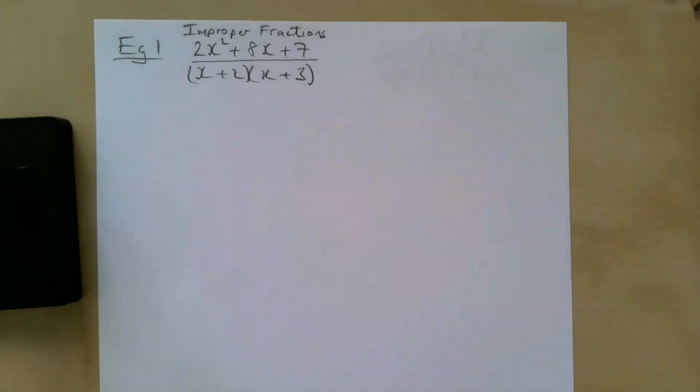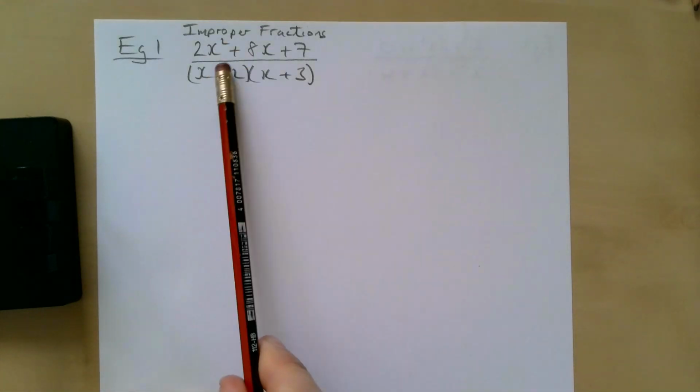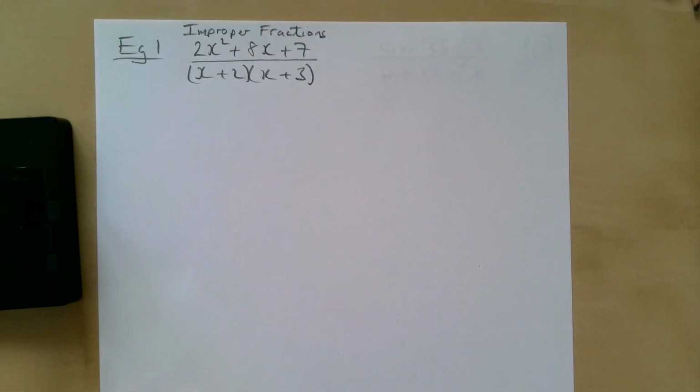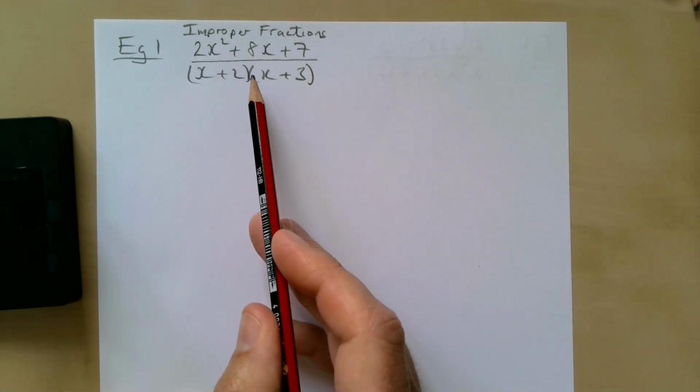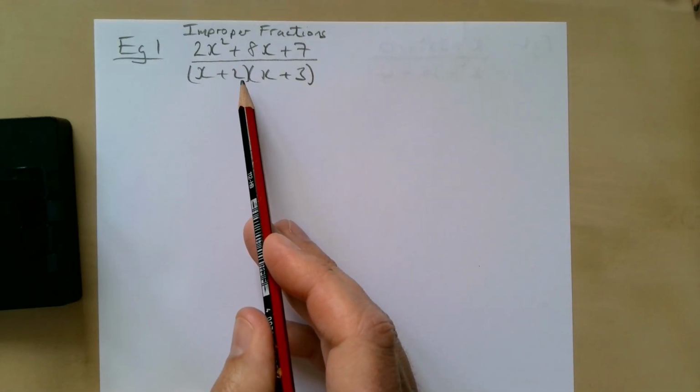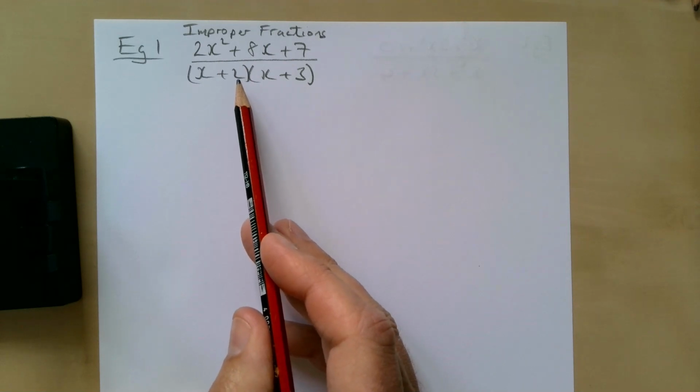So this is the final video for partial fractions for A2 Maths, and this one involves improper fractions. An improper fraction within algebra is one where the degree of the numerator is equal to or greater than the degree of the denominator. That sounds like a bit of a mouthful, but it's not so bad.